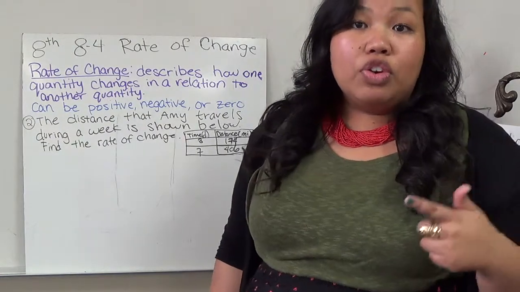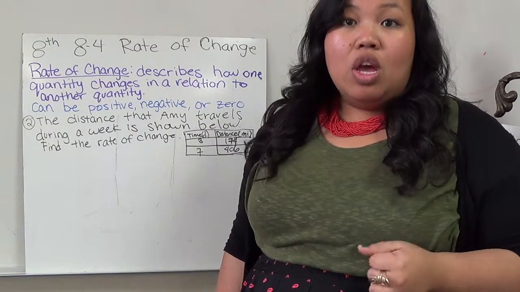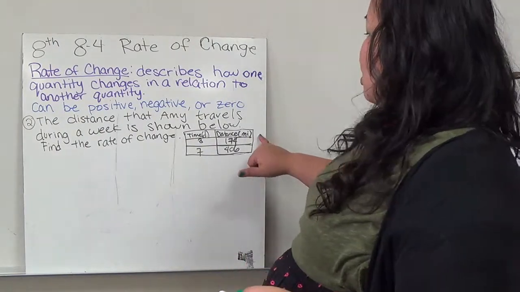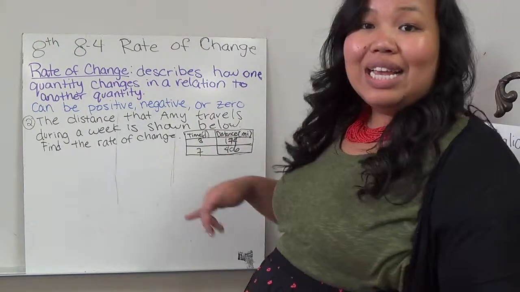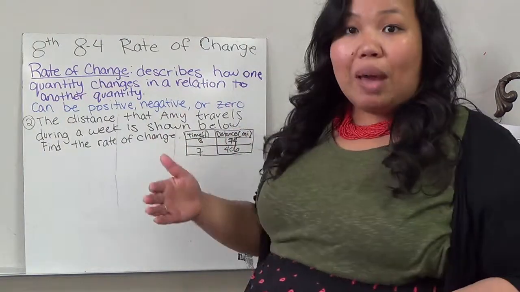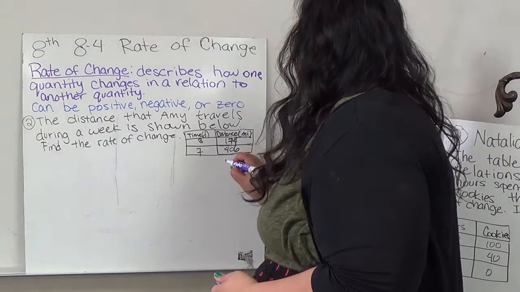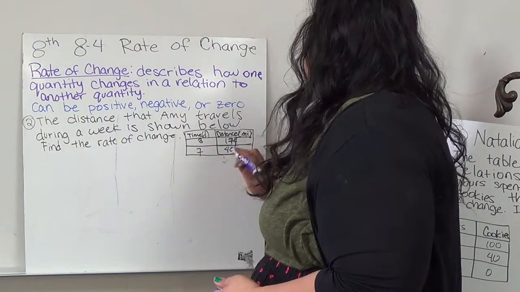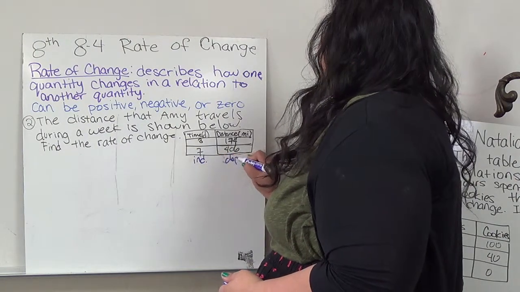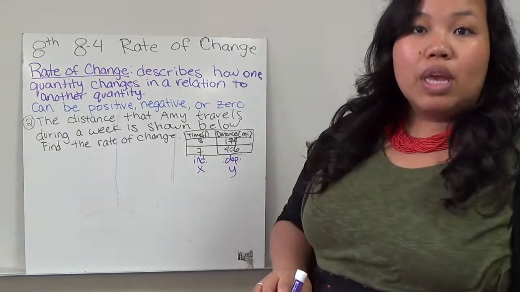Now, it is important to first identify what is my independent and what is my dependent variable. What depends on the other? Well, the distance depends on the days. The days will keep going no matter what, but if the days don't happen, then the distance won't happen. So this is my dependent because it depends on the time. So my independent is my x, and this is my y, okay?